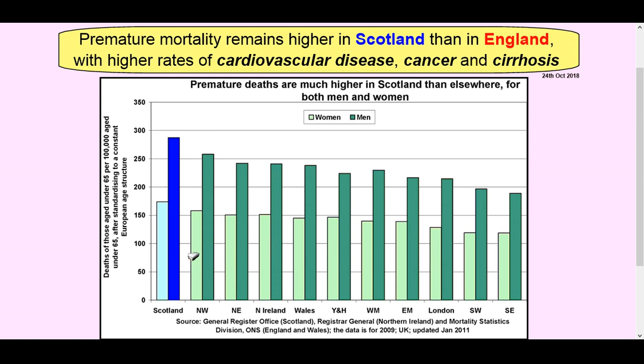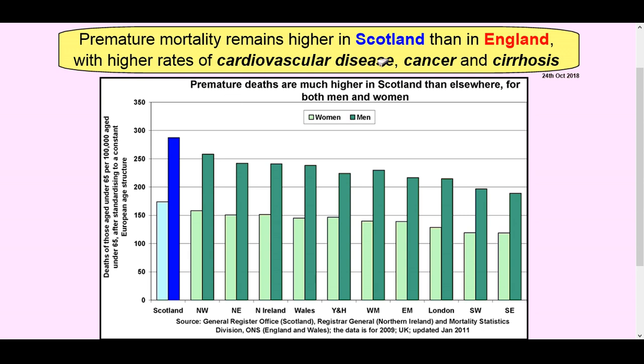So if you're looking at this, there's also labels up and down the side. Deaths of those aged under 65 per 100,000 aged under 65 after standardising to a constant European age structure, or whatever. Right, so we've got Scotland there. You can see that the men have got much higher death rates than the women, and in all of the parts of the UK it's the same. The men have a higher death rate.